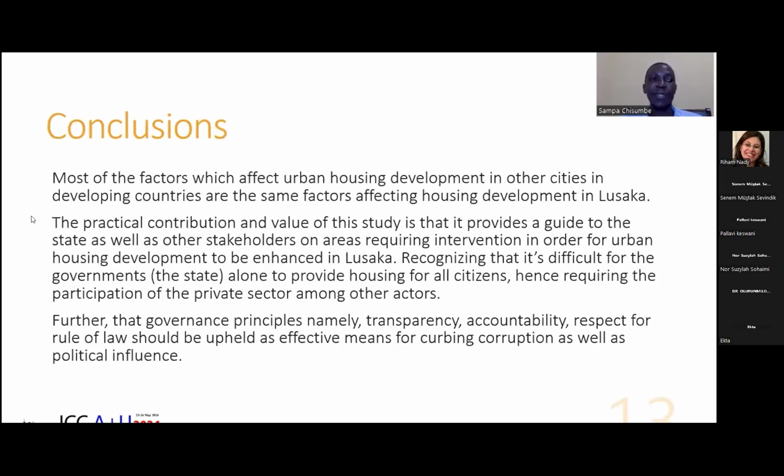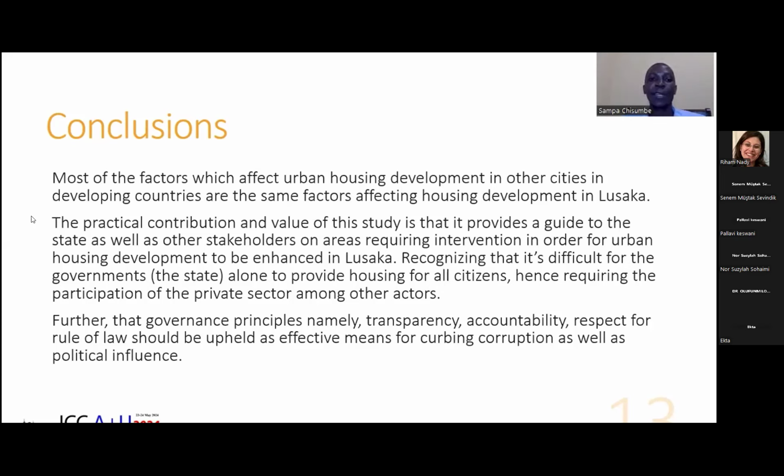In conclusion, most of the factors which affect urban housing development in other cities are the same factors also affecting housing development in Lusaka. The practical contribution and value of this study is that it provides a guide to the state as well as other stakeholders on areas requiring intervention in order for urban housing to be enhanced. It also recognizes that it is difficult for the state to provide housing alone for all the citizens, hence requiring the participation of the private sector among other actors.